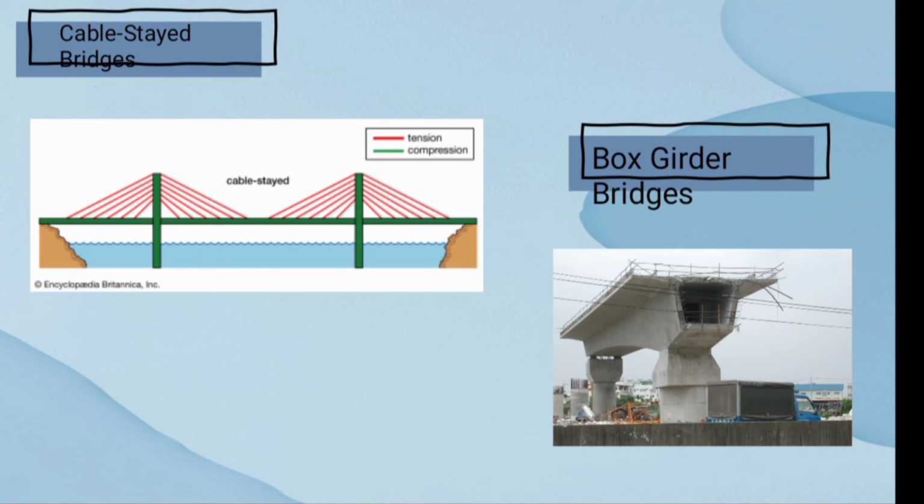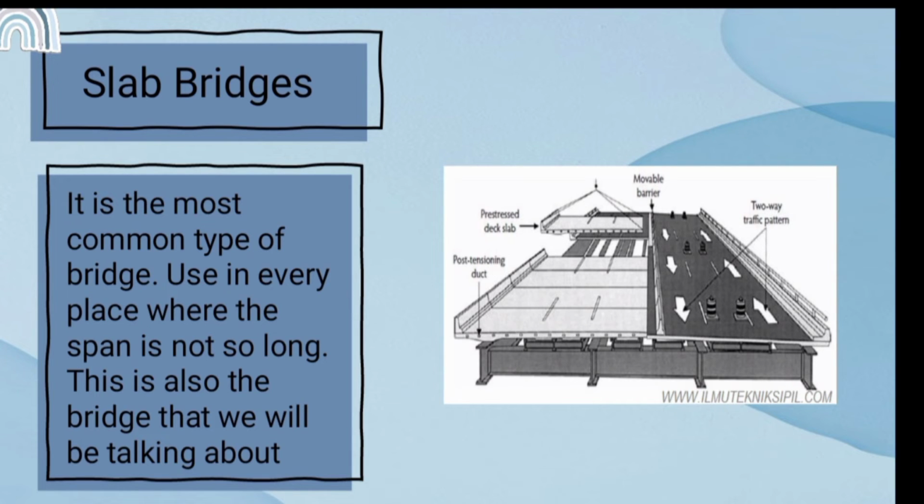There are also cable stayed bridges. Also, there's box girder bridges. We'll talk about girder more. The last one is slab bridges. It's the most common type of bridge used in every place where the span is not too long. This is also the bridge that we will be talking about. So the Ngade Sone bridge used this design actually.